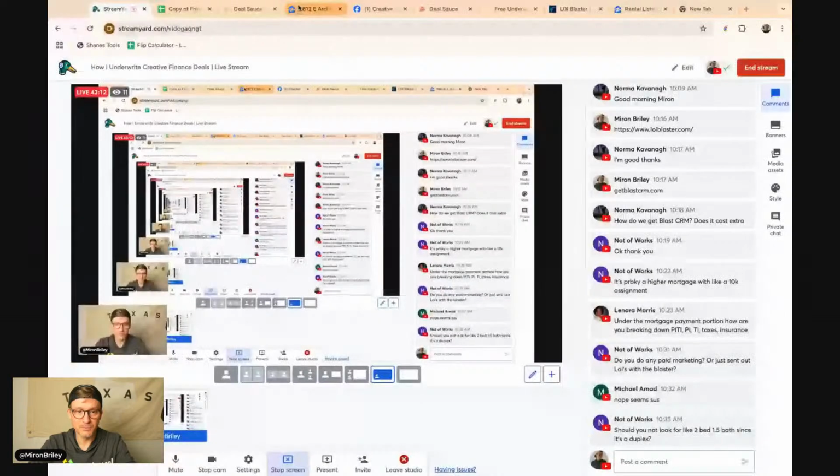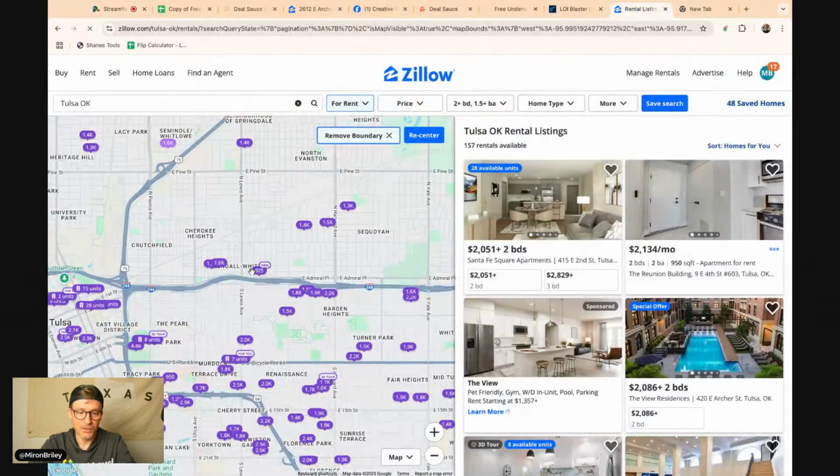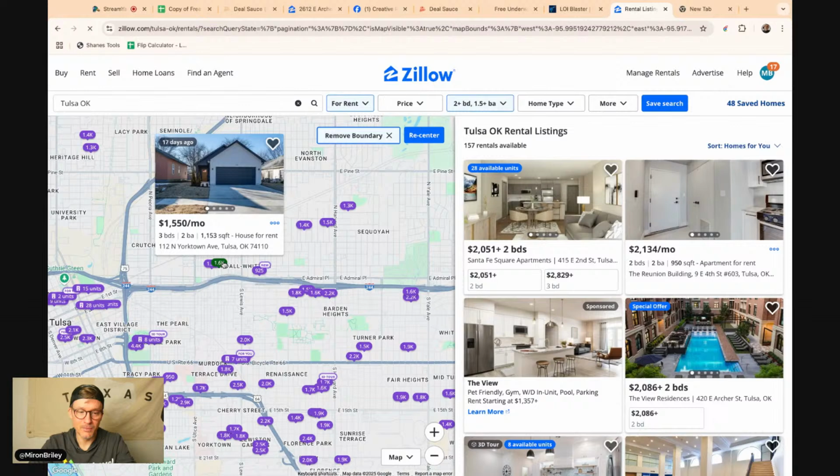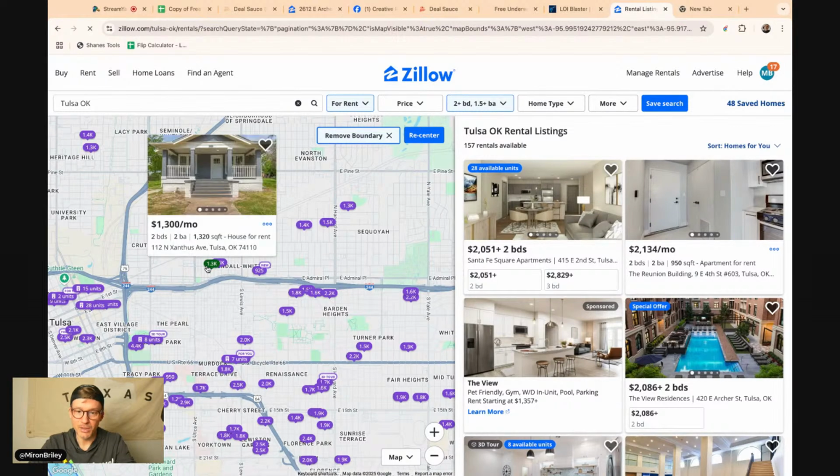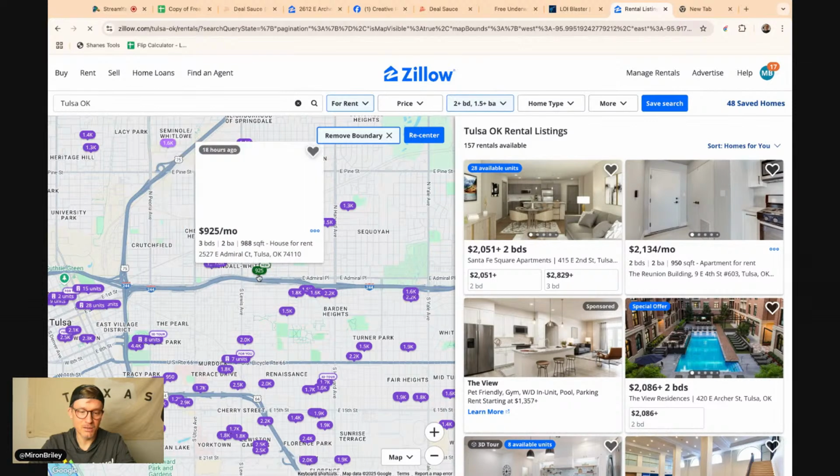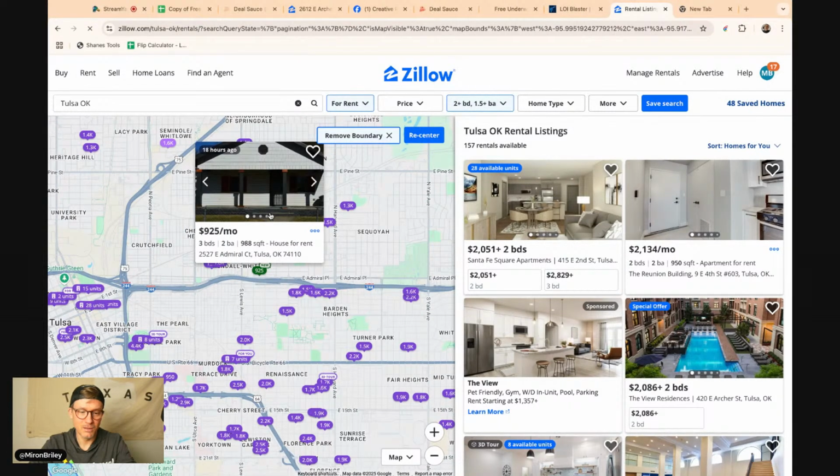2, 1.5. Absolutely right. Okay, let me share my screen again, because that is going to up the rent. I was totally missing that we were doing a duplex. So if I can get, let's see, a 2-3. Or 2, sorry, 2, 1.5. So maybe $1,300, 925. What does this look like?